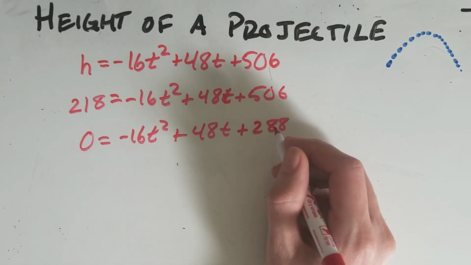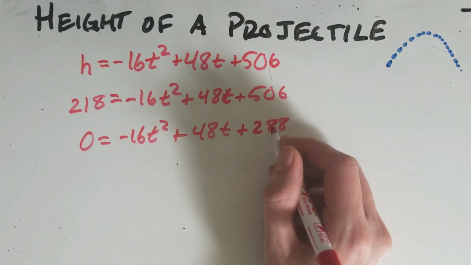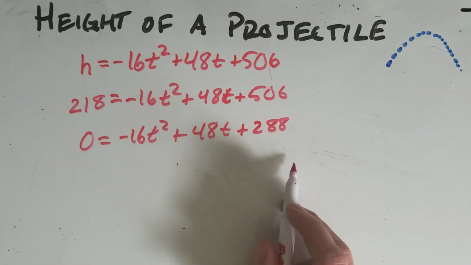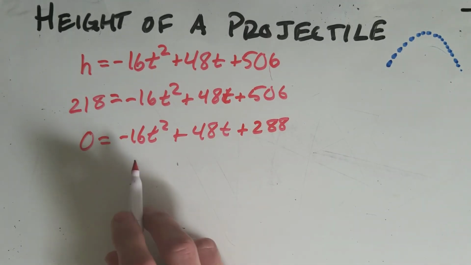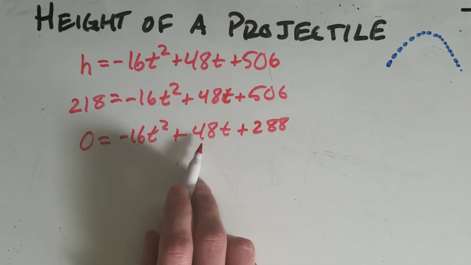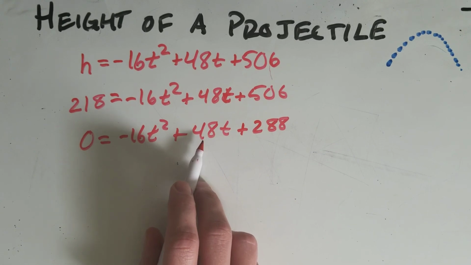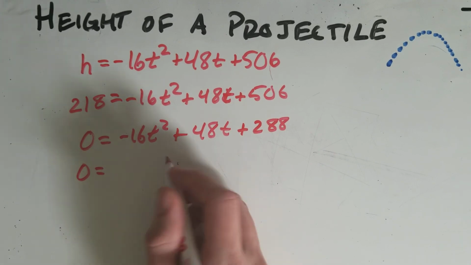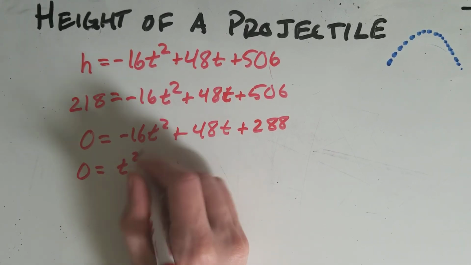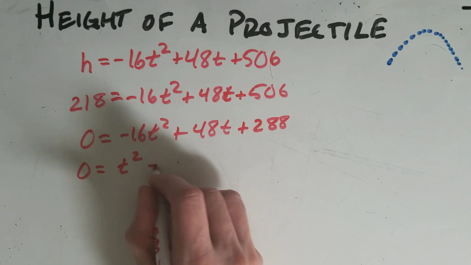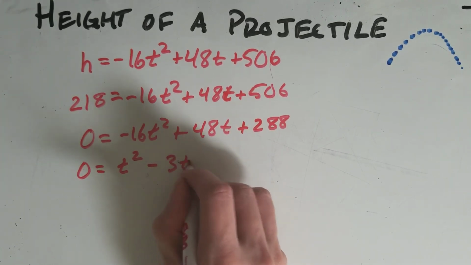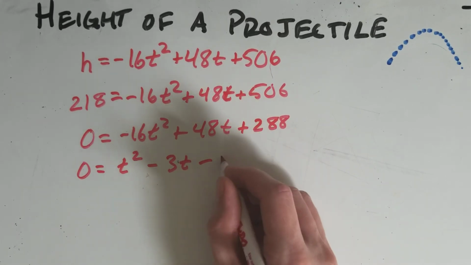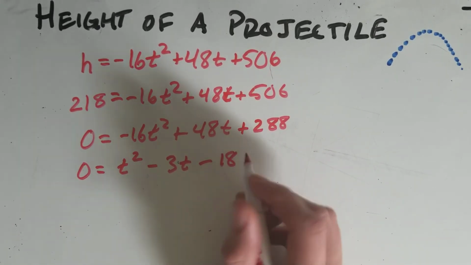And now we can go ahead and try to factor, or actually I'm just going to divide this whole side, and we'll see if 16 works. I know 16 goes into both of these two, but does it go into 288? It does go into 288, so I'm going to divide both sides by negative 16, which will end up with a positive t squared. Since we're dividing by a negative, we're going to end up with a negative 3t here. And when we divide this by negative 16, we're going to end up with a negative 18.